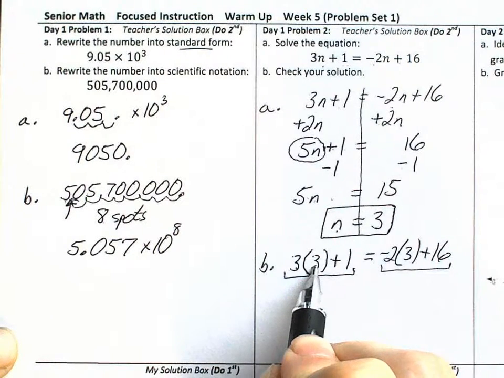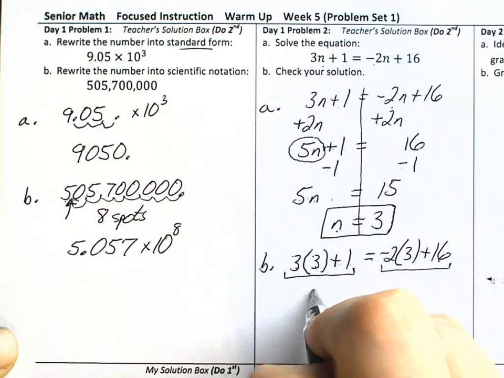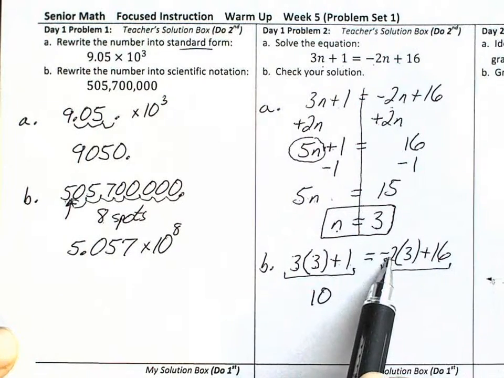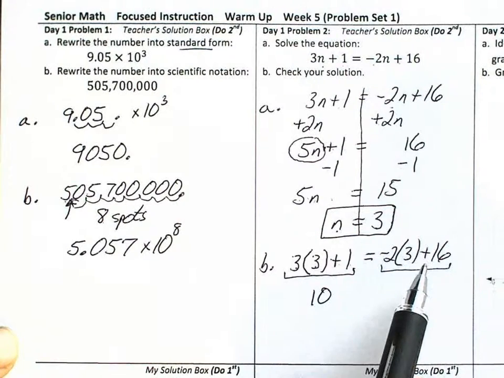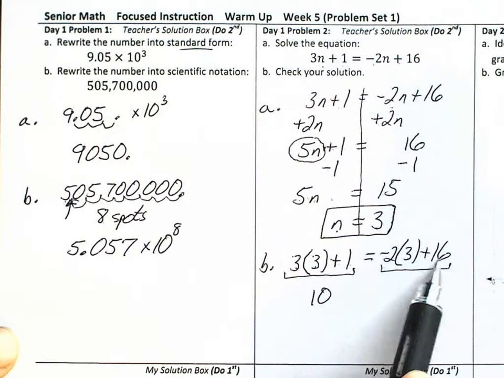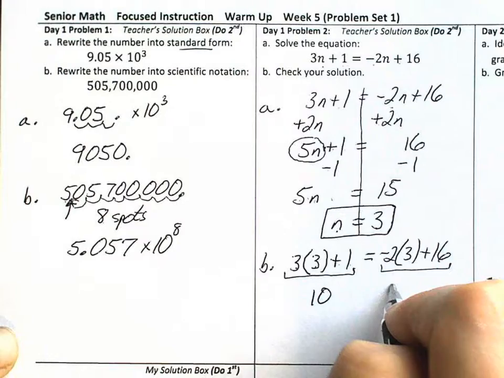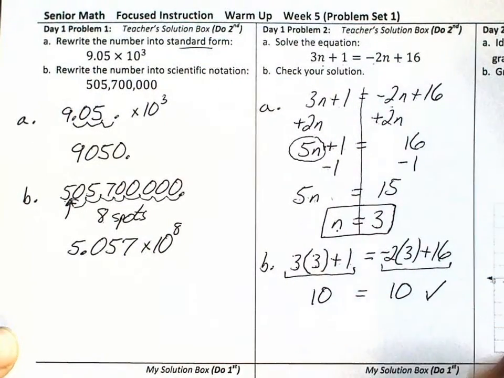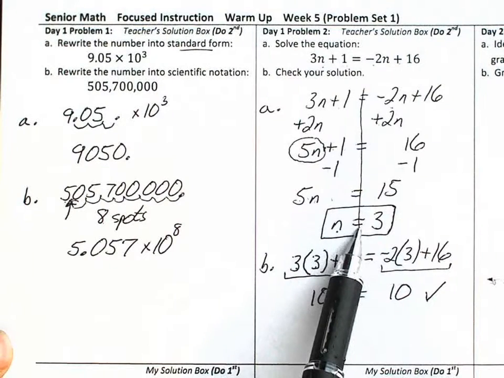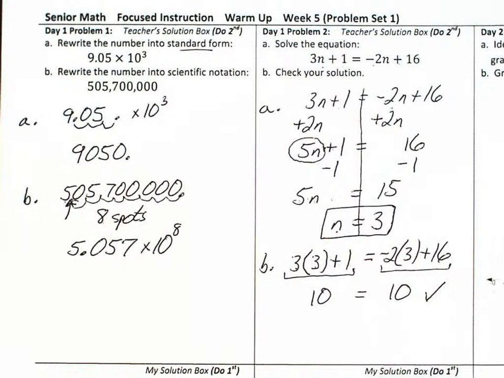3 times 3 is 9, plus 1 is 10. Negative 2 times 3 is negative 6. And then negative 6 plus 16 is 10. So does 10 equal 10? Well, of course it does. This checks, and that means that n equals 3 is the correct value for n.